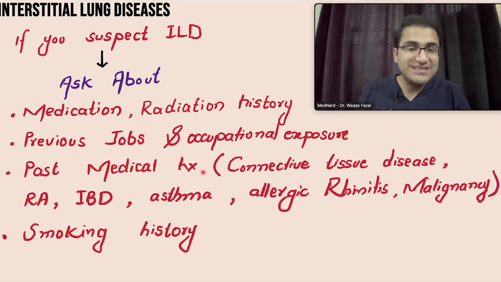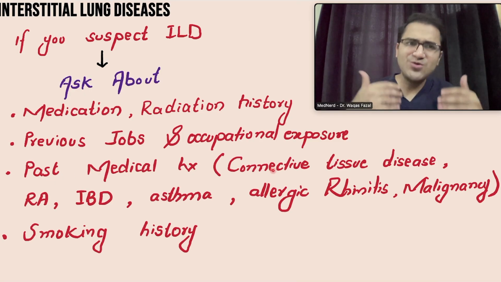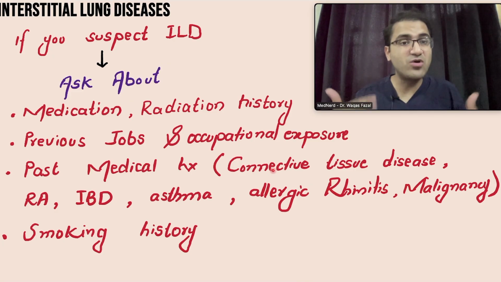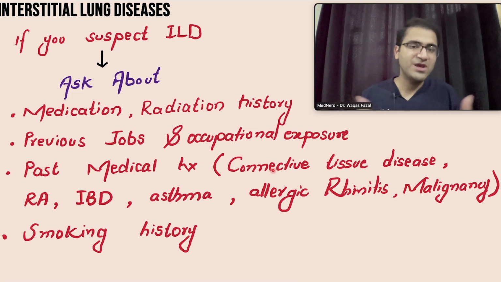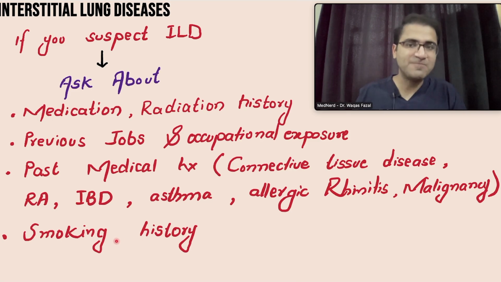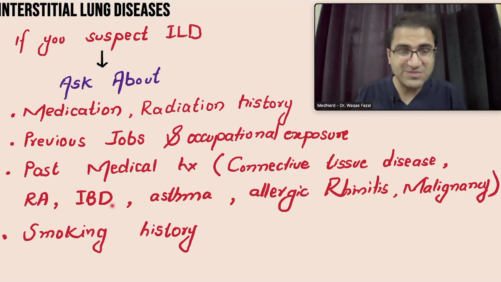Any past medical history like any connective tissue disease, rheumatoid arthritis, autoimmune conditions can cause inflammation and continuous fibrosis of the lung. Rheumatoid arthritis, inflammatory bowel disease, allergic rhinitis, malignancy, always take smoking history. Always take smoking history. So whenever you suspect interstitial lung disease in a patient, always ask about the triggers.